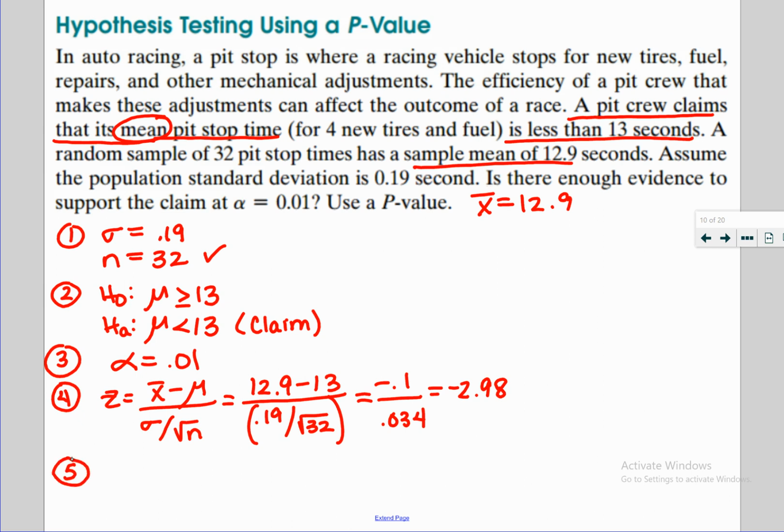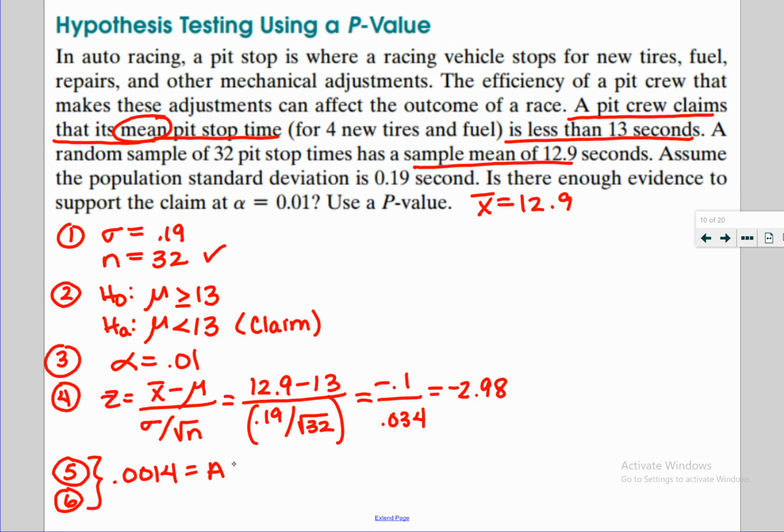All right, next up, step 5. Let's go ahead and find our area that corresponds, and then step 6, I think these kind of go together. We're going to find the p-value that goes with it. All right, so negative 2.98. Let's see what we got. I got 0.0014 is the area that I find out of my chart.